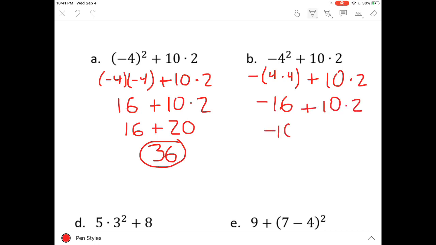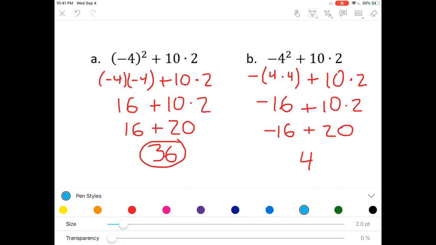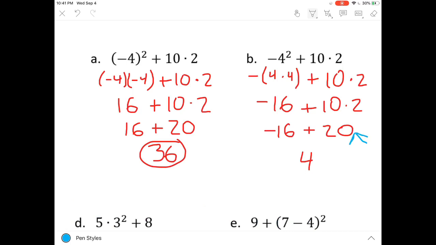So now this is negative 16 plus 20. And we know from the add wrap that negative 16 plus 20: same sign add, different sign subtract. So 20 minus 16 is 4. Keep the sign of the bigger one. Which one's bigger? Good, the 20 is the bigger one, so it's going to stay positive 4.